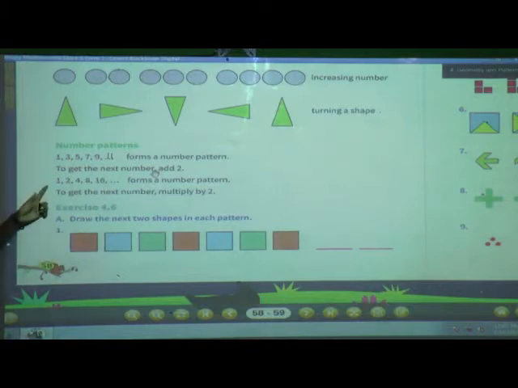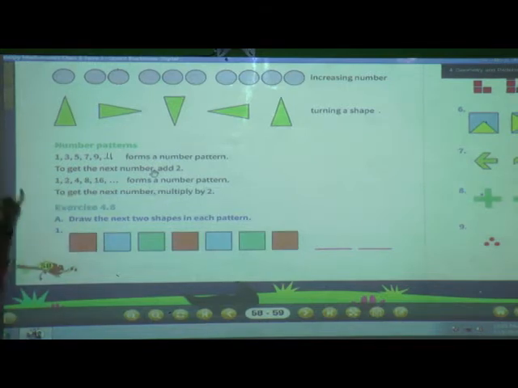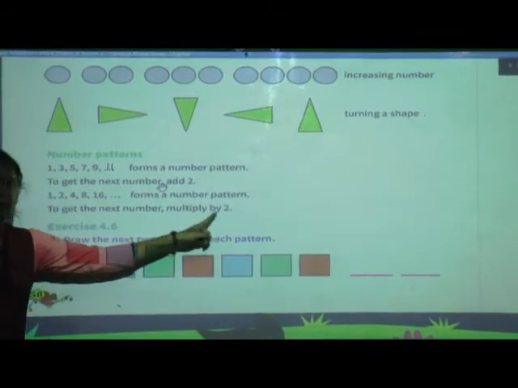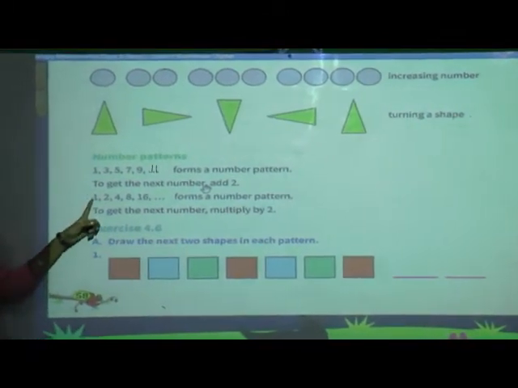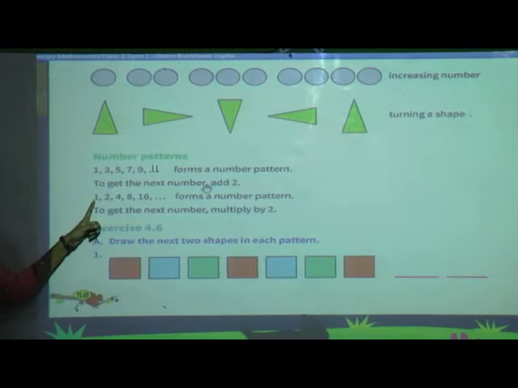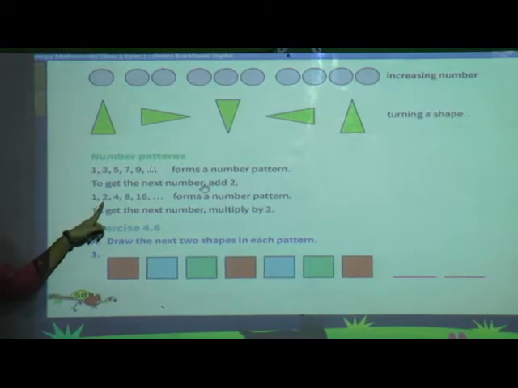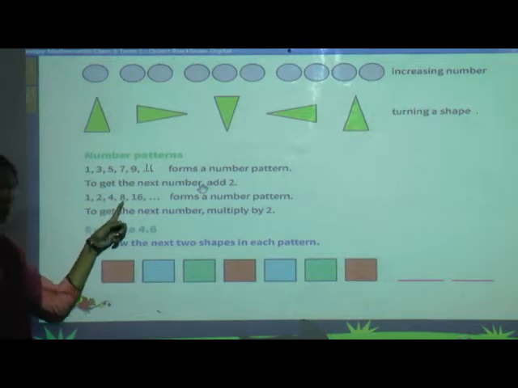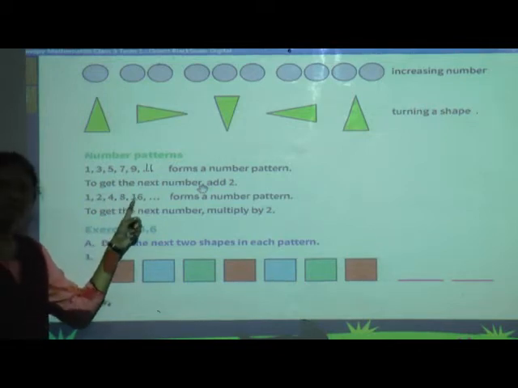Now see this number pattern, 1, 2, 4, 8, 16. What is the pattern in this example? To get the next number, multiply by 2. See, if we will multiply 1 by 2, 1 into 2, 2. Again multiply by 2, 2 into 2, 4. Then 4 into 2, 8. 8 into 2, 16.